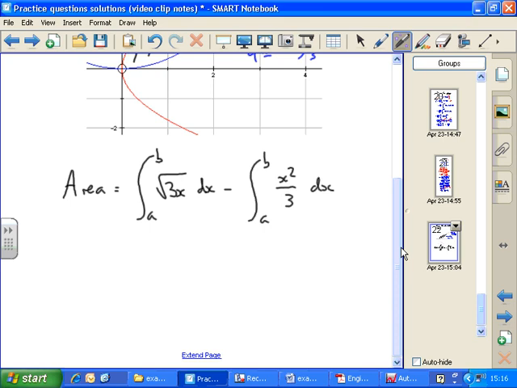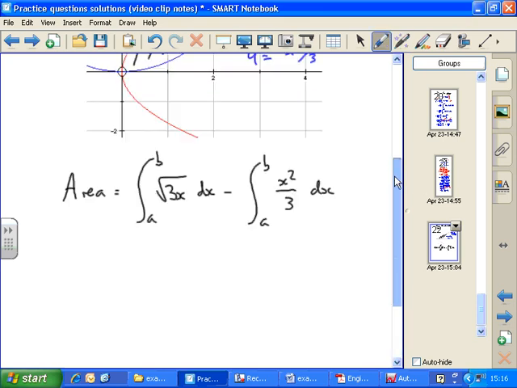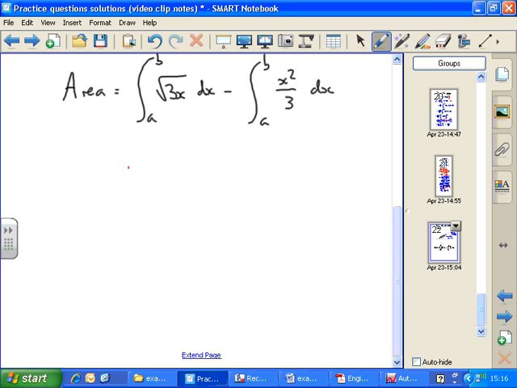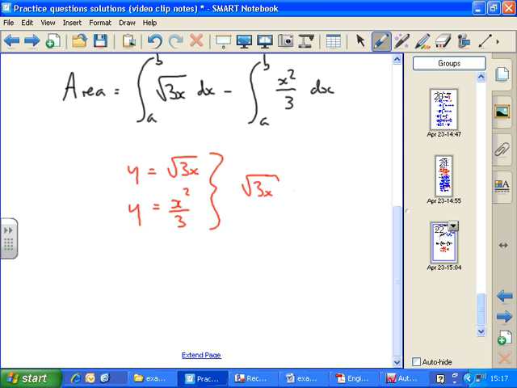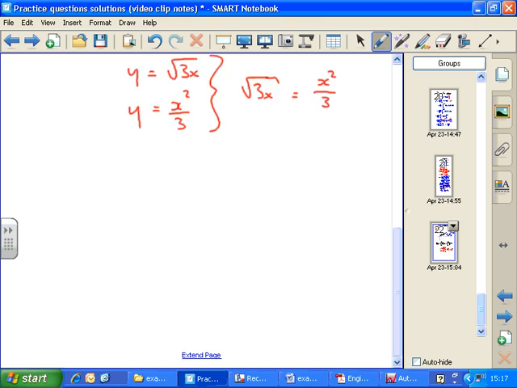So how do we find the limits? Well, the first curve gives us the expression y equals root 3x. The second gives us the function y equals x squared over 3. When they intersect, the y's are equal, so we can say that root 3x equals x squared over 3. So we have an equation that we can solve, by squaring both sides.